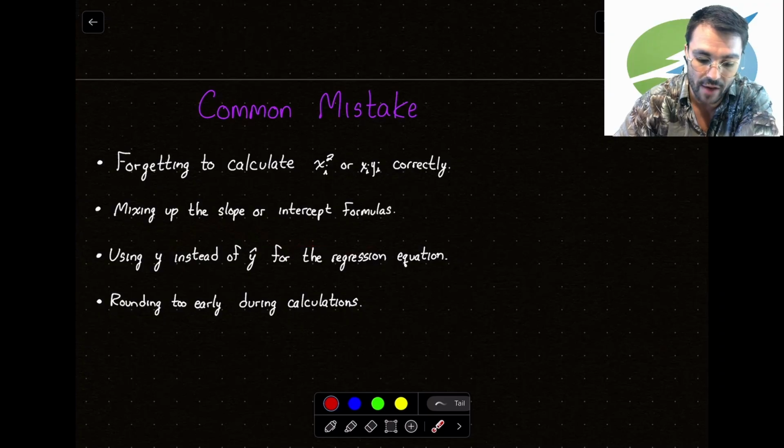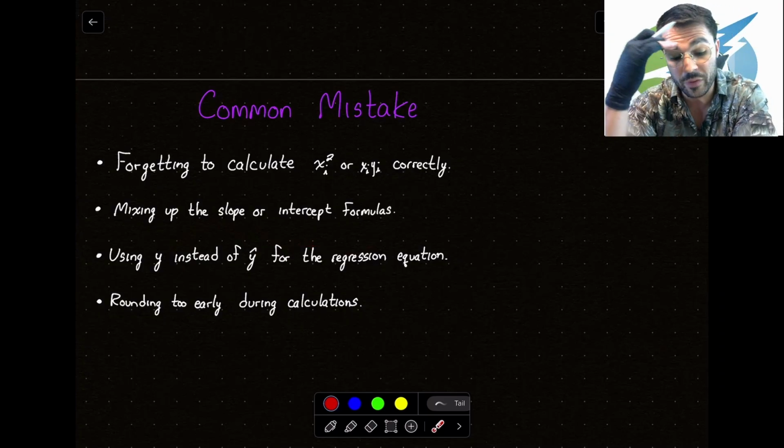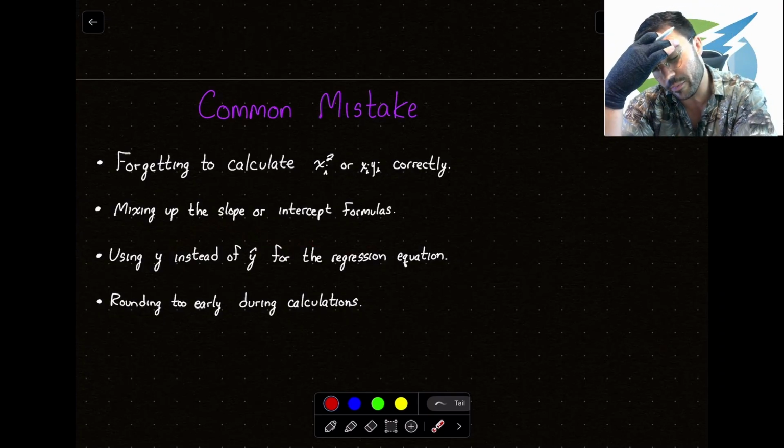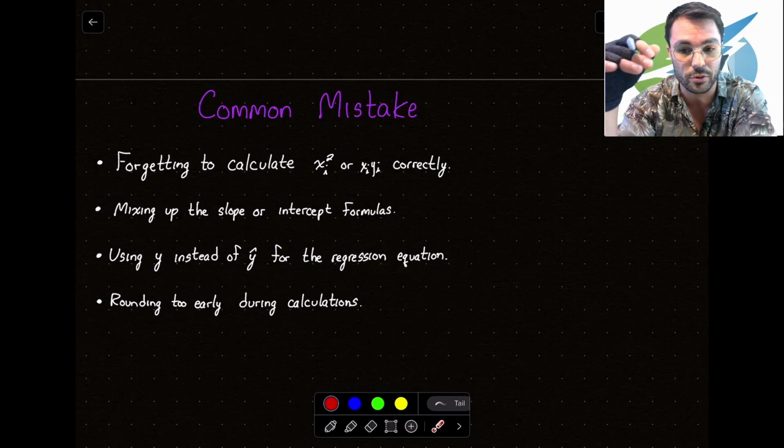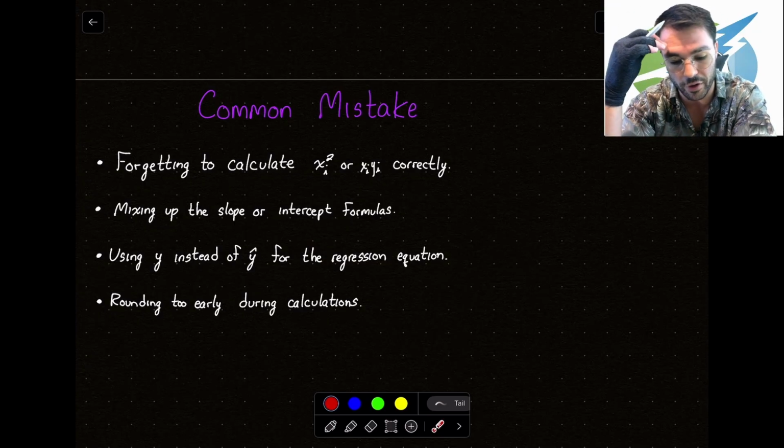Using y instead of y hat for a regression equation. That's just good habits to build because it tells your reader what exactly you're looking at. And one of my favorite things about mathematicians is they are actually amazingly lazy people. But it's a productive laziness where instead of writing out all these long words, they just assign little symbols so they don't have to write out the same words over and over and over again.